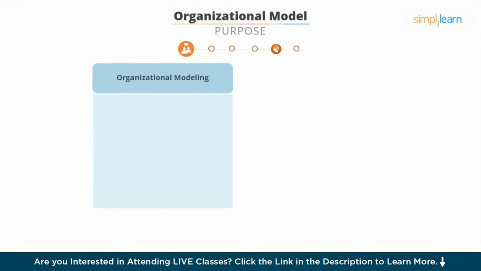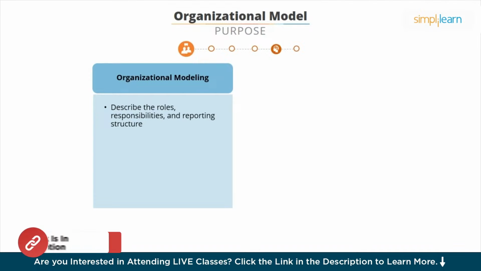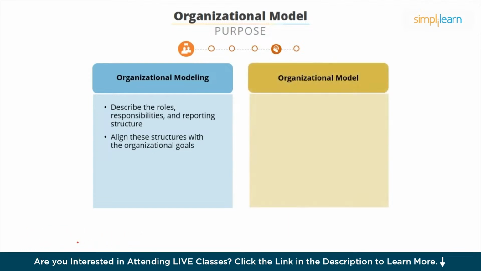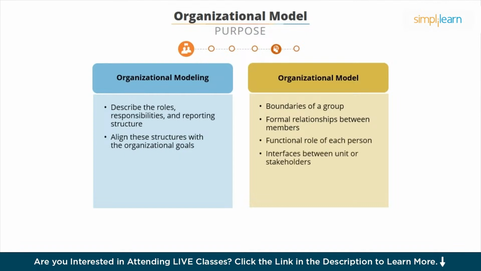The purpose of organizational modeling technique is to describe the roles, responsibilities, and reporting structure that exist within an organization and to align those structures with the organizational goals. Organizational model is a visual representation of the organizational unit which defines the boundaries of a group, who is in the group, the formal relationships between members, who reports to whom. Organization chart doesn't reflect informal lines of authority, influence, and communication. The functional role of each person and the interfaces, interaction, and dependencies between the unit or stakeholders.